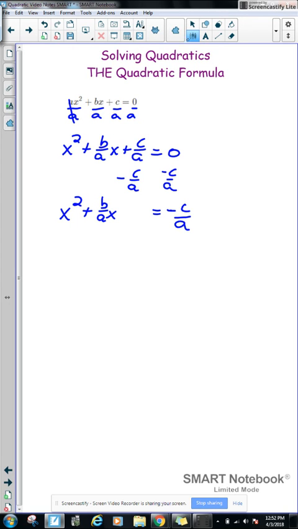Now the hard part. What we need to do is take b, which is currently in this location, and take half of it. So half of this would be if we multiplied it by 1/2, and that would give us an answer of b times 1 is b, and then a times 2 is 2a. But you have to square that result.